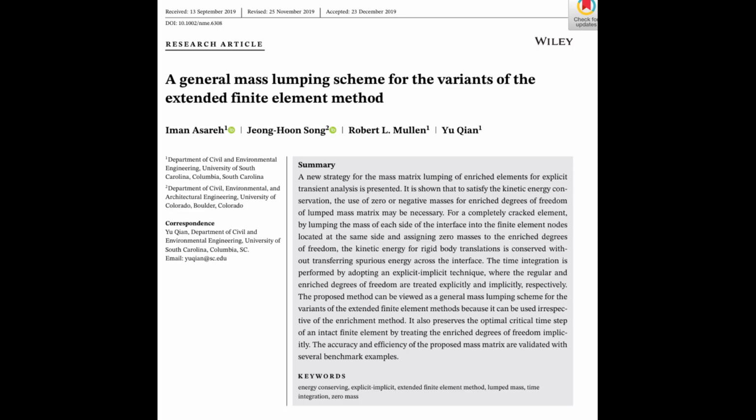Okay, so today we're diving into a research article you shared. It's titled A General Mass Lumping Scheme for the Variance of the Extended Finite Element Method. Right, and it's from the International Journal for Numerical Methods in Engineering. We'll make sure the DOI is available if you want to dig deeper later.